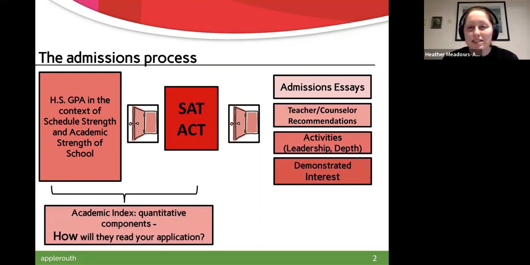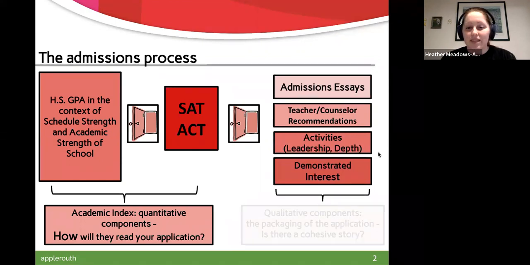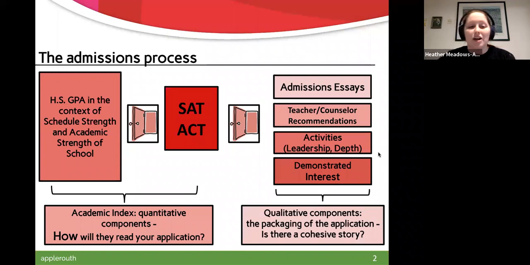The first two pieces, those numerical pieces, are going to be your academic index, the quantitative components. And the other pieces are the qualitative. So really the numbers tell them how they read your application, and the qualitative components are an opportunity to tell a story, to package those numbers together. So just keep in mind that these test numbers aren't everything the school sees. But of course, for a lot of people, this is a big portion of that application.